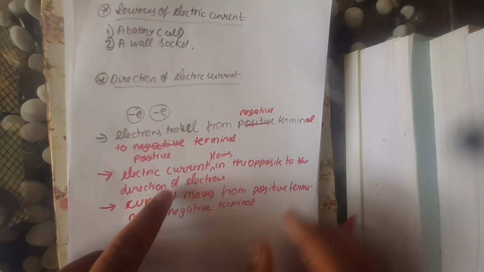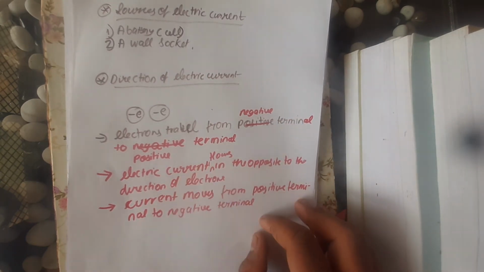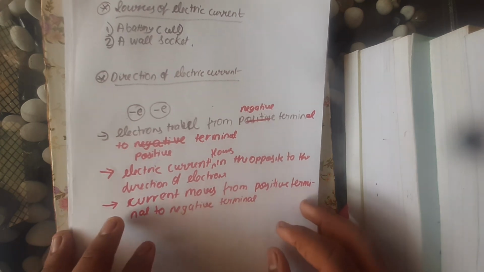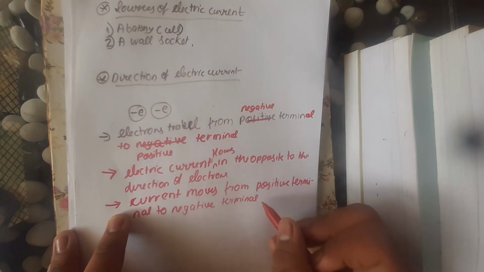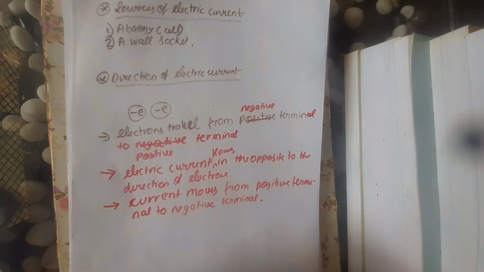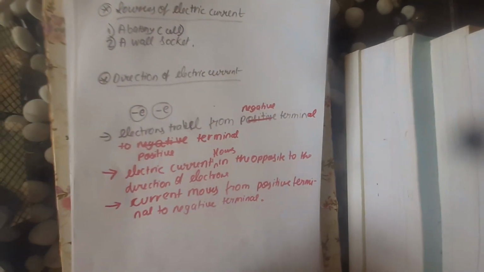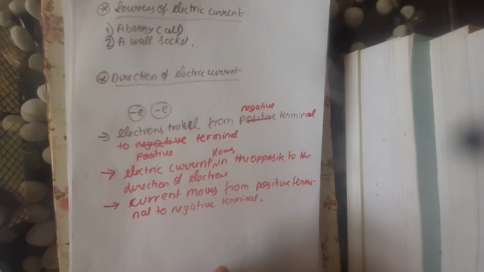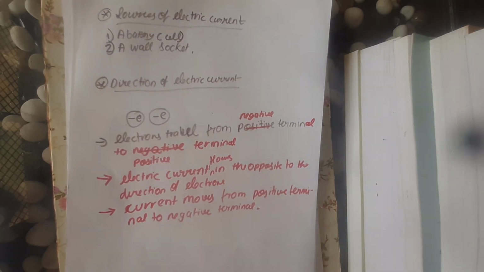Electric current moves from positive terminal to negative terminal. Also we learned the formula of electric current, that is I equals q by t, wherein I is the electric current, q is the amount of charge flown, and t is the time taken. And what is the SI unit of electric current? Well, it is ampere.